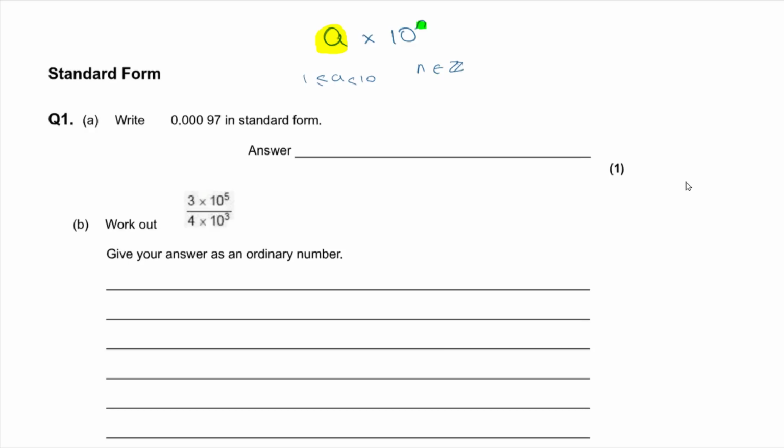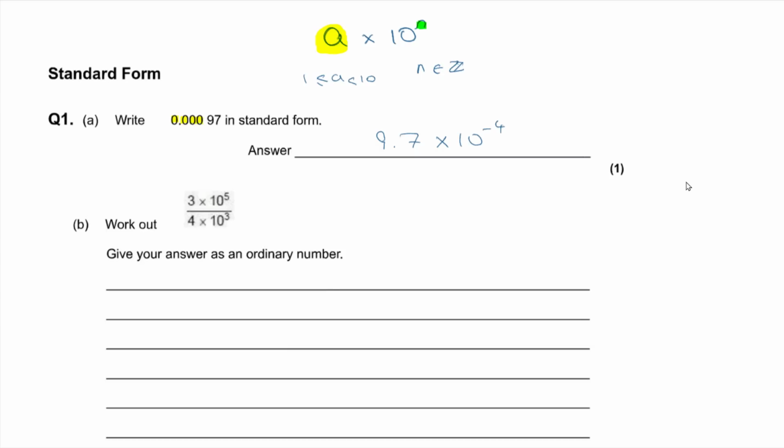So write 0.00097 in standard form. Okay, very small numbers are going to have a negative power of 10, and the way I usually do, I just count the number of zeros in front of the first digit like that. So that's got like 4 zeros in front of the 9. So I just use that, and then I write down the digit part with the decimal point after the first digit, 9.7, and then times 10 to the 1, 2, 3, 4. So it's going to be 10 to the minus 4 like that.